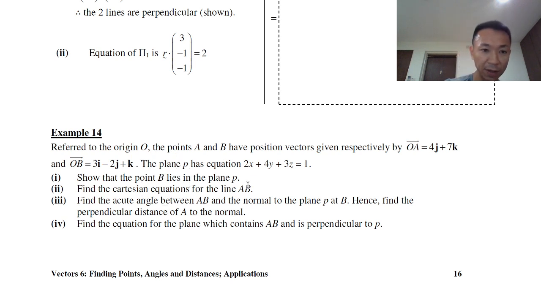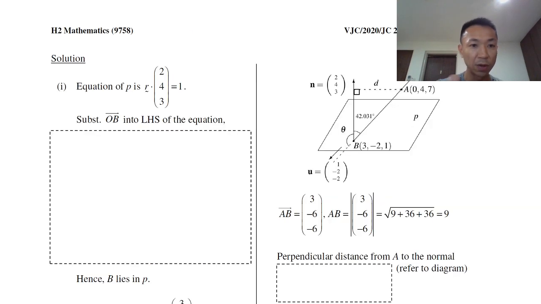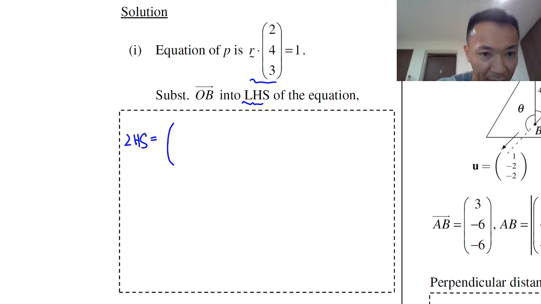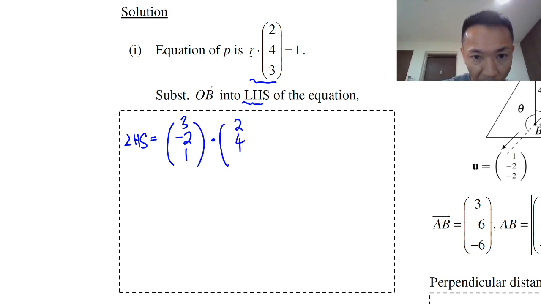This is simple enough. All right. This is the scalar product form of the equation of P. We will substitute OB into the left-hand side of the equation. Note the phrasing. We will substitute into the left-hand side of the equation. That means here, this left-hand side. So, I will say left-hand side, OB has coordinates. B has position vector 3, minus 2, 1. They get 2, 4, 3.